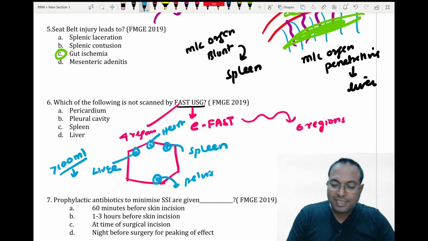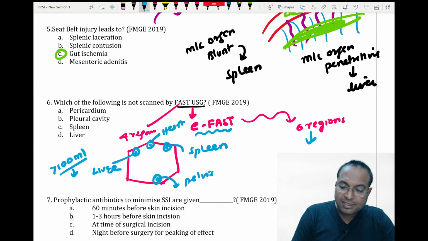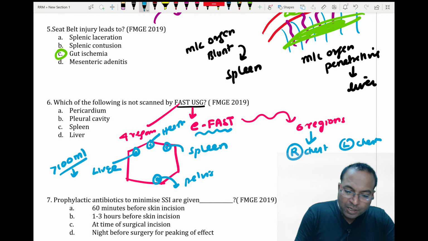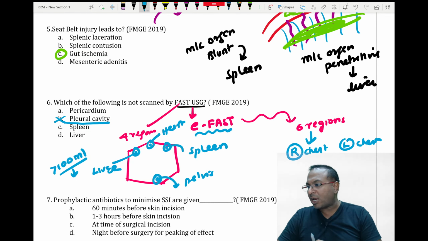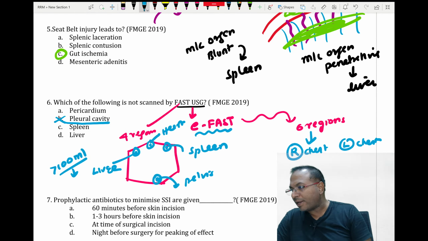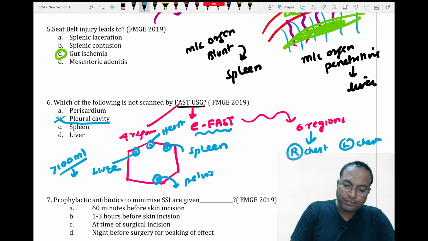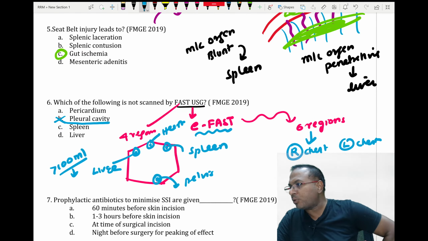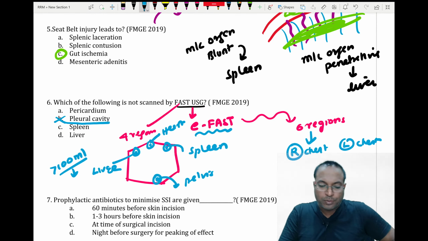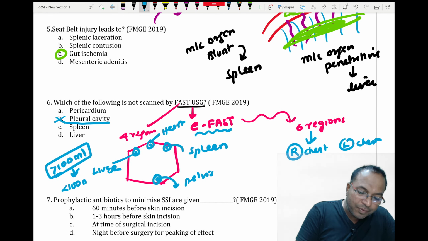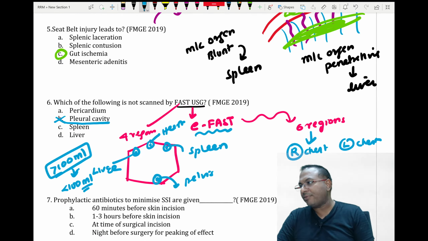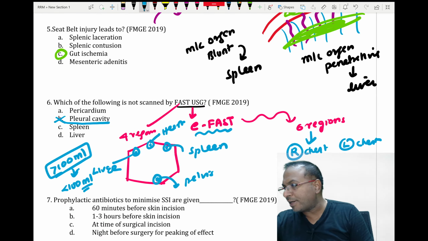There are 2 more regions added in extended fast, that is right side chest and left side chest. In that only we can see the pleural cavity. So in a normal fast, pleural cavity cannot be scanned. Please don't forget this point. Very simple question. More than 100 ml only we can detect. Less than 100 ml, we have no way to detect in E-fast. Very important point. Please don't forget this.